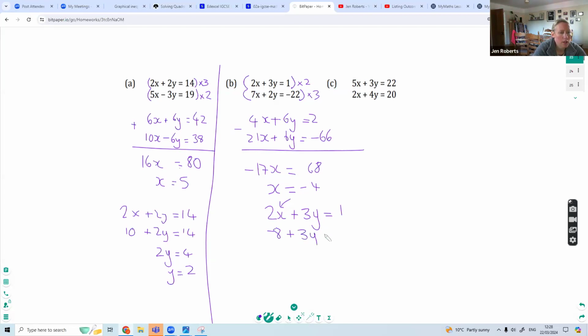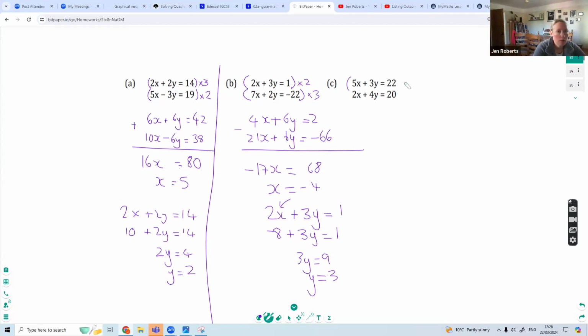How do I solve this equation? The opposite of minus 8 is adding 8. So I'm going to add 8 to both sides. If I add 8 to this, I get 9. I divide both sides by 3, and I get y is 3. Well done if you got that one right. Super tricky one.